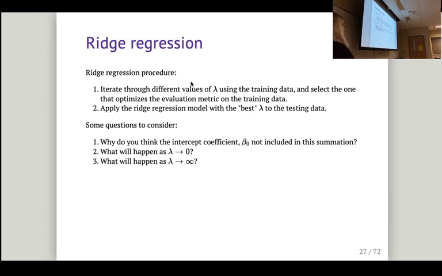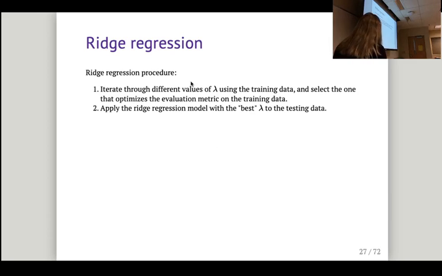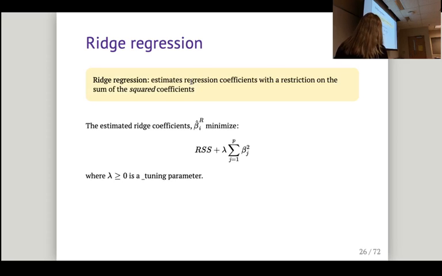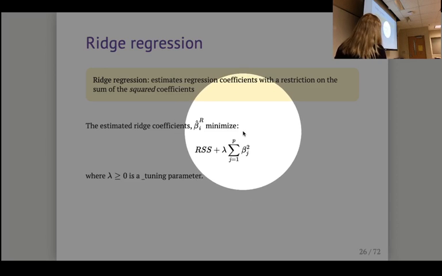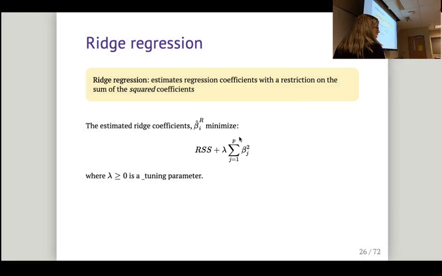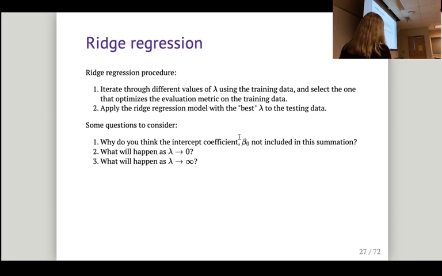So here's a couple questions that I want you to consider. First, take a look at this sum here. This index starts at 1 intentionally. The intercept term in a regression model, beta 0, is left out of this ridge process. We don't penalize the intercept term. Why? What do you think is going to happen as lambda gets very small, approaches 0? What do you think is going to happen as lambda gets very big, approaches infinity? Take a few minutes to discuss at your tables, and then we'll take a look at some answers.